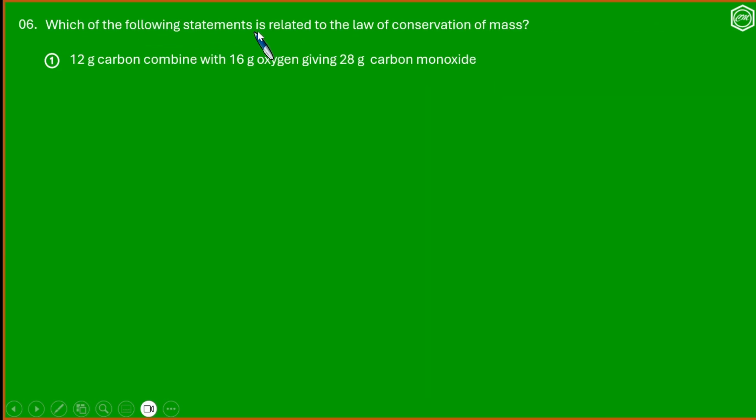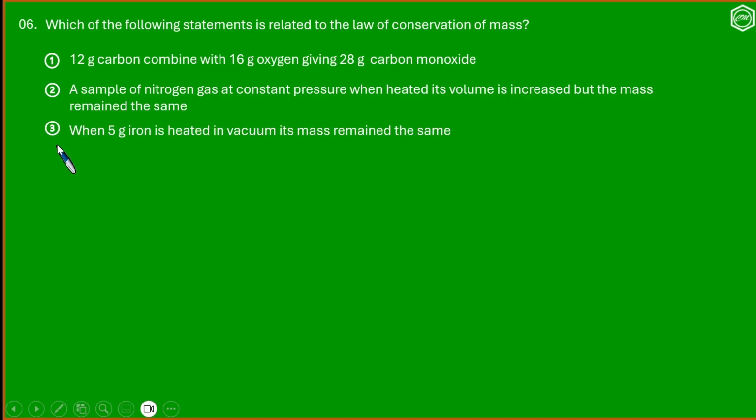Question 6. Which of the following statements is related to the law of conservation of mass? Option 1, option 2, option 3, option 4. 12 gram carbon combined with 16 gram oxygen giving 28 gram carbon monoxide. Therefore, the total mass before the reaction, that is 12 plus 16, 28, and amount of carbon monoxide formed also is 28. That is, the total mass before and after reaction is the same. So option 1 represents law of conservation of mass.